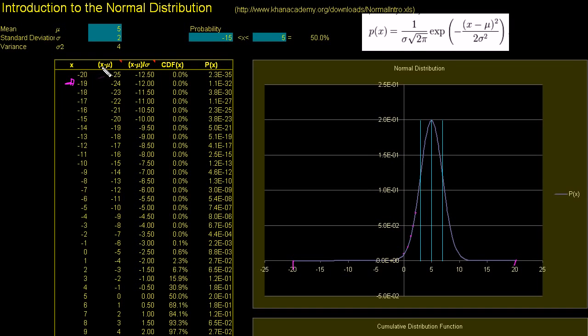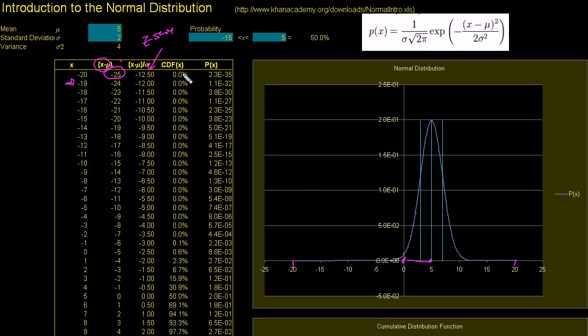Then I did the distance between each of those points and the mean, right? So I just took, let's say, the -20 minus 5, this is this distance. So this just tells you the point -20 is 25 less than the mean, right? That's all I did there. Then I divided that by the standard deviation, and this is the z-score, the standard z-score, right? So this tells me how many standard deviations -20 is away from the mean. It's 12.5 standard deviations below the mean.